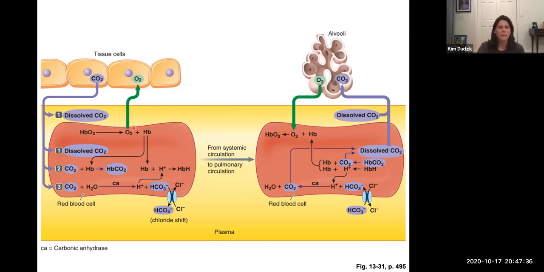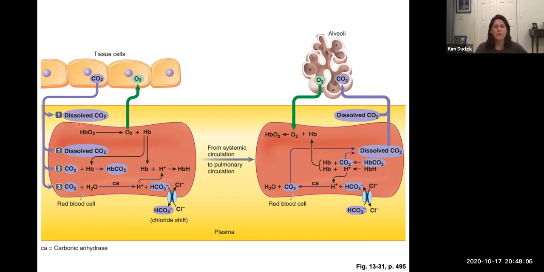Now we have unbound hemoglobin here. But we also notice that the tissues have built up CO2. Because of the partial pressure gradient, it's about 46 for CO2 at the tissues and about 40 in the plasma, so CO2 is going to move into the bloodstream to be carried away. The blood carries carbon dioxide in three different ways.